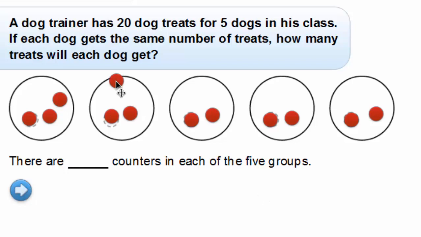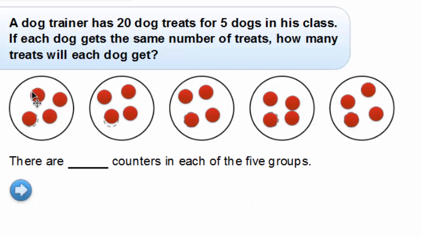11, 12. I know this takes a while. 13, 14, 15. I'm almost there. I need to give out 5 more. There's 16, 17, 18, 19, and there we go. All 20 treats have been handed out to the 5 dogs.